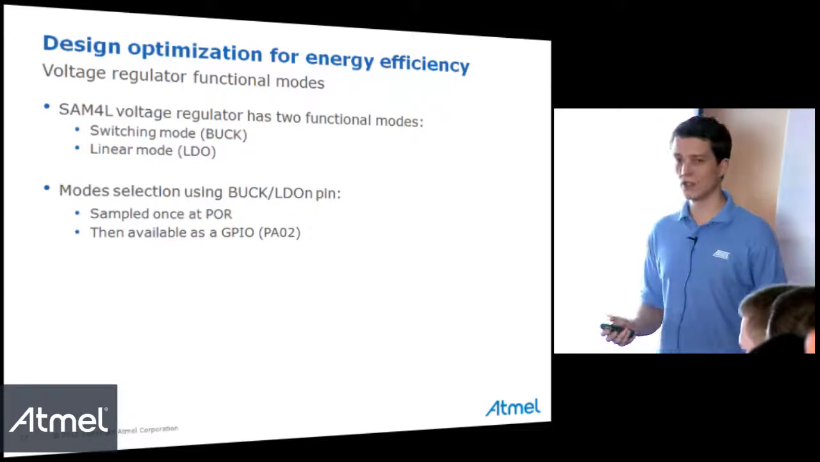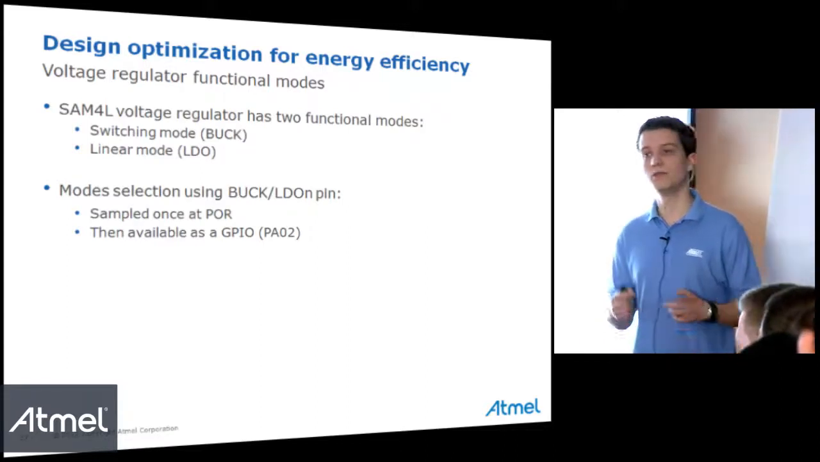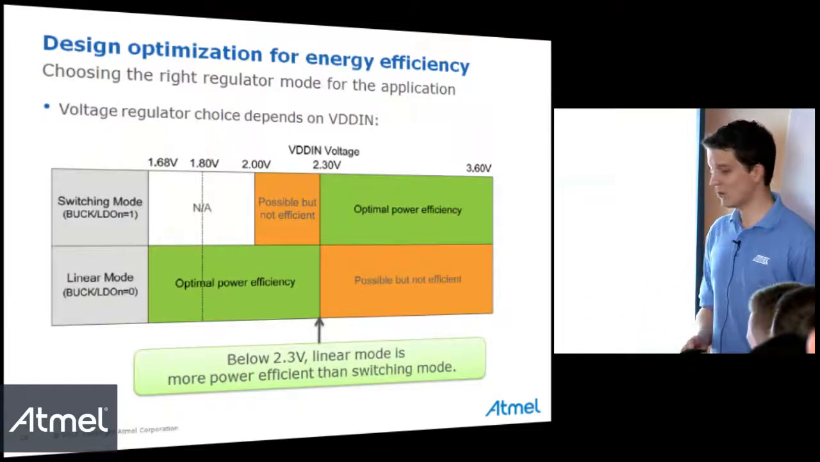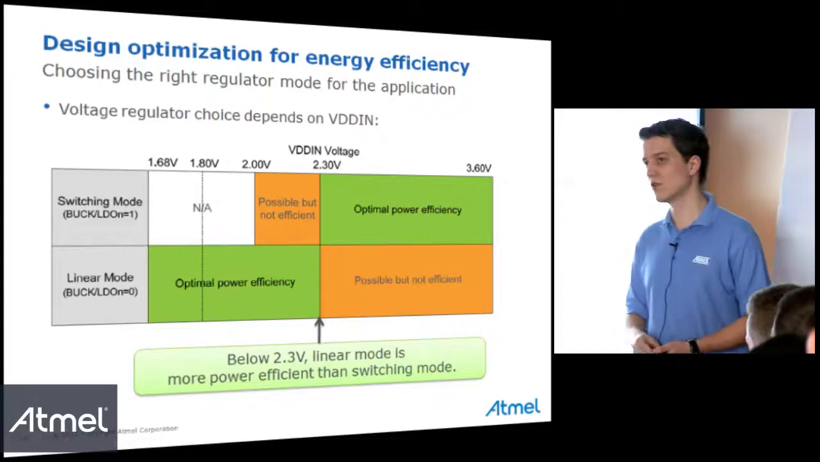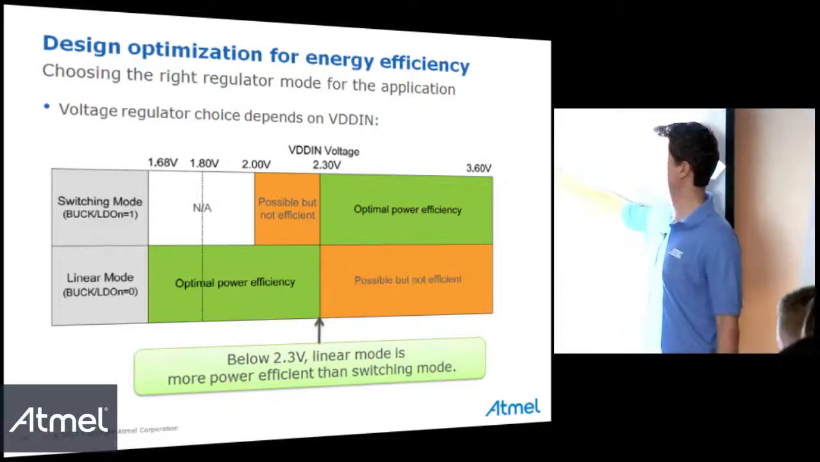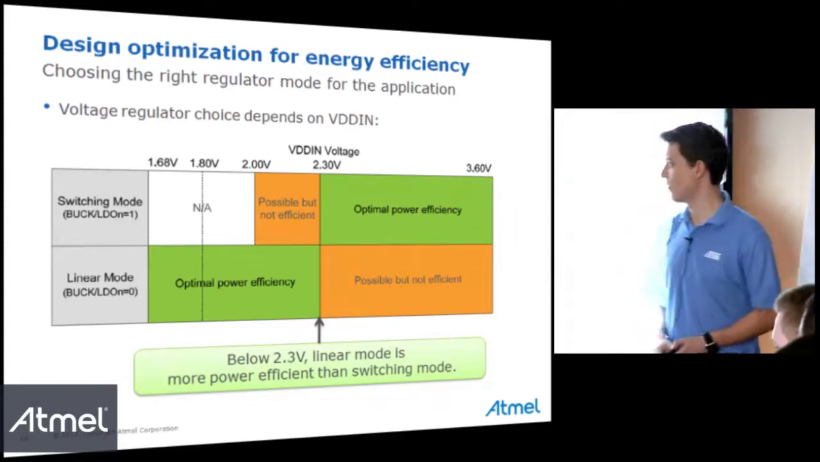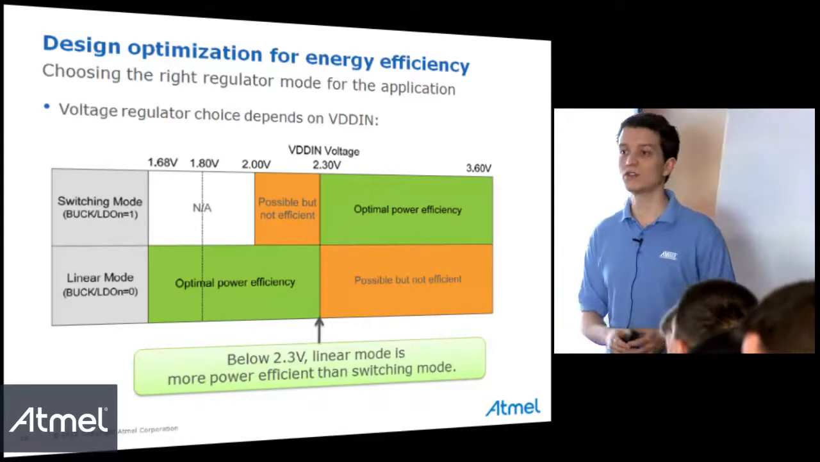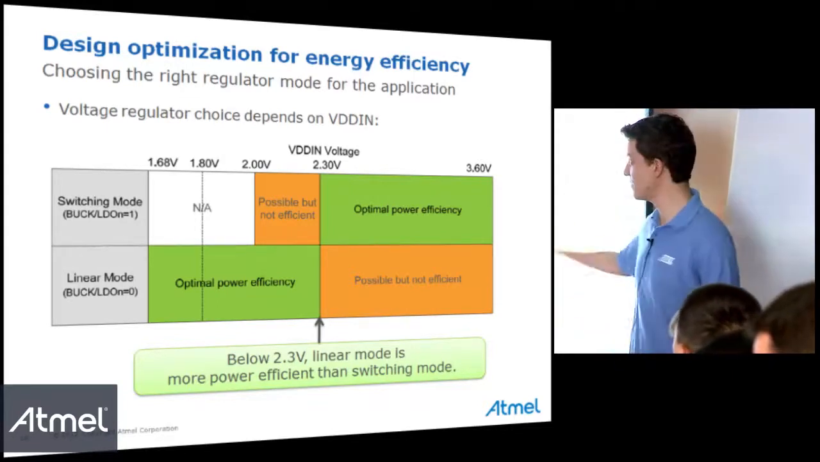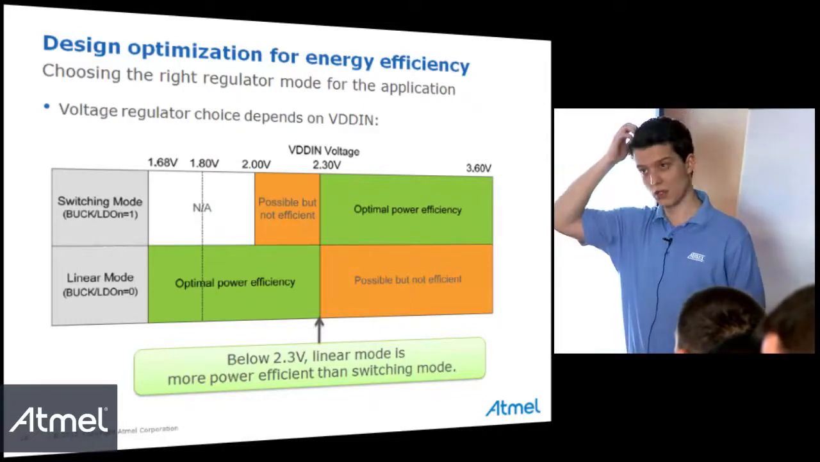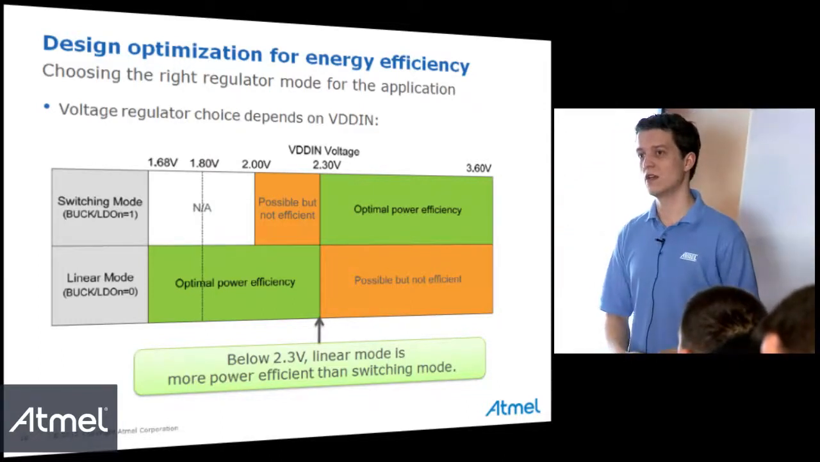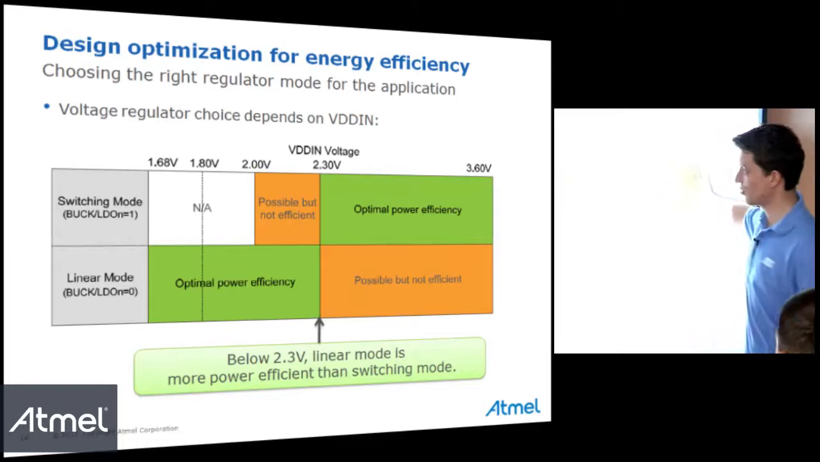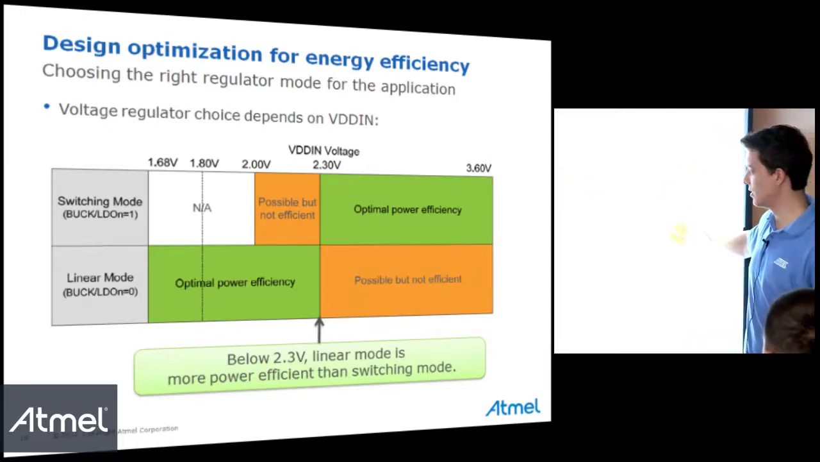The mode selection is done by hardware, so you have a dedicated pin to set in order to select one of these modes. The selection of this mode is done mainly according to your VDD in voltage in your application. In fact, those two modes allow us to extend the voltage range of the microcontroller. This is a key feature of the product that no other microcontroller has. So depending on the VDD in voltage, you will choose either the switching mode or the linear mode.